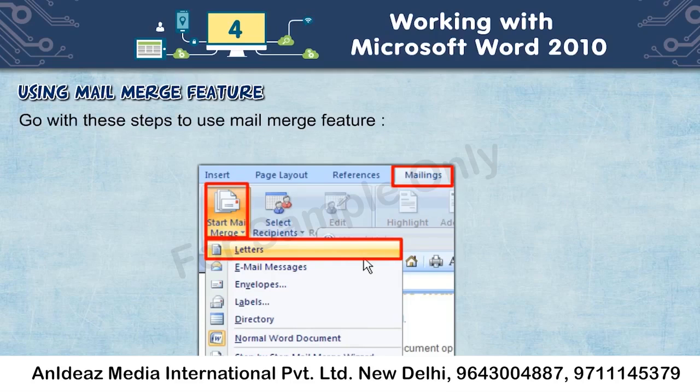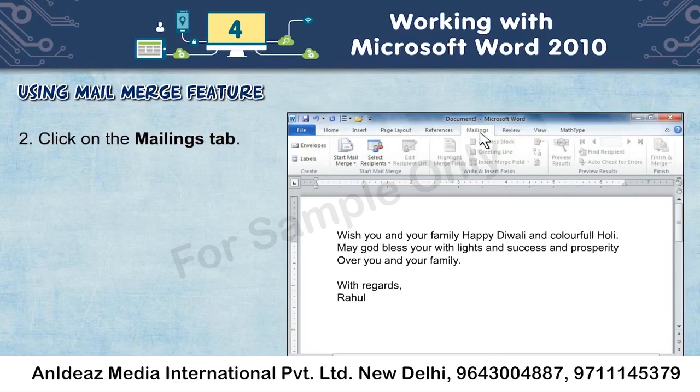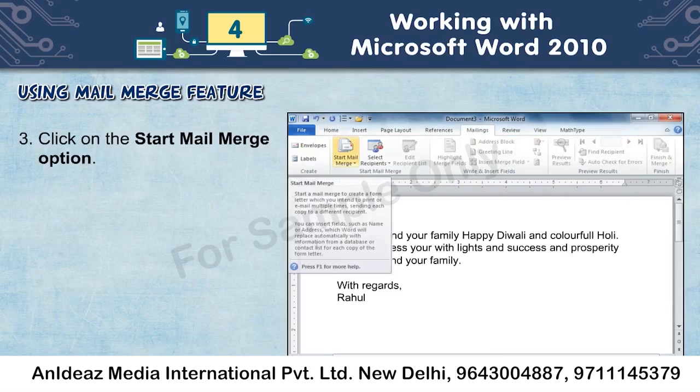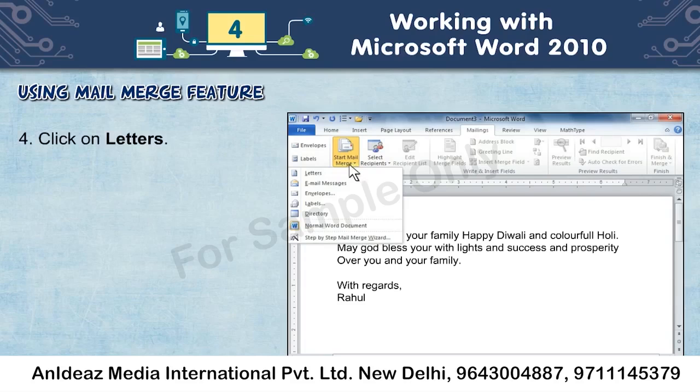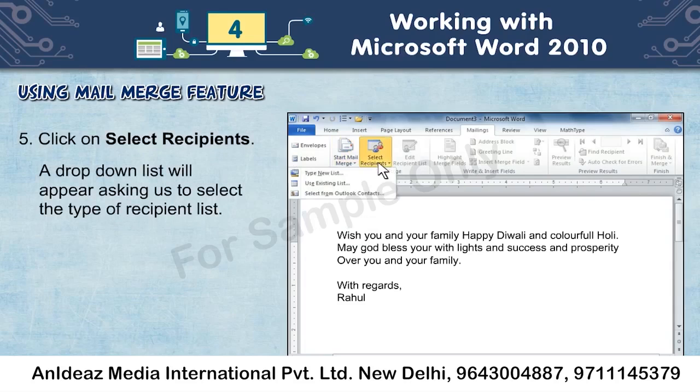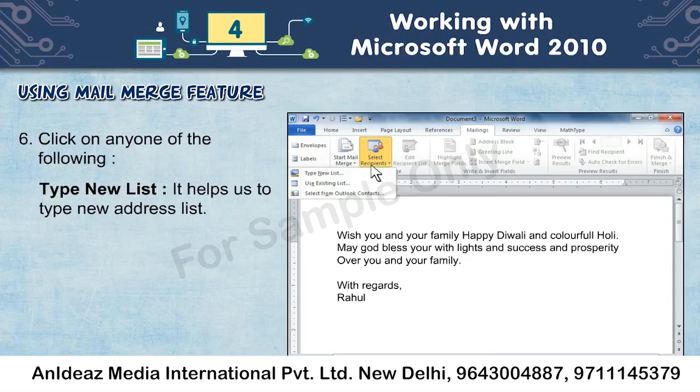Go with these steps to use Mail Merge feature. Open Microsoft Word 2010 document on which we want to use the Mail Merge feature. Click on the Mailings tab. Click on the Start Mail Merge option. A drop-down list appears. Click on Letters. Click on Select Recipients. A drop-down list will appear, asking us to select the type of recipient list. Click on any one of the following.